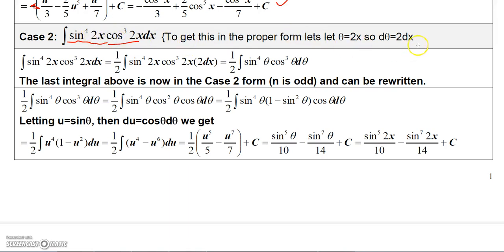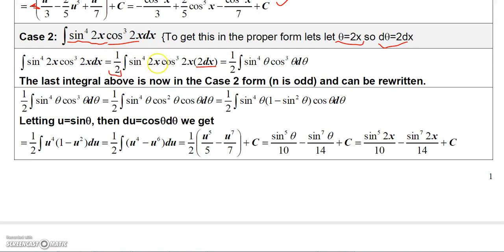So what I'm going to do is let theta equal 2x. I'm going to use that substitution, and then d theta would just be 2dx. So I would have to insert a 2 with the dx. I'd have to multiply the inside by 2 so that I have the d theta. That way the 2dx would be the d theta. And if I multiply the inside by 2, I have to multiply the outside by a half.